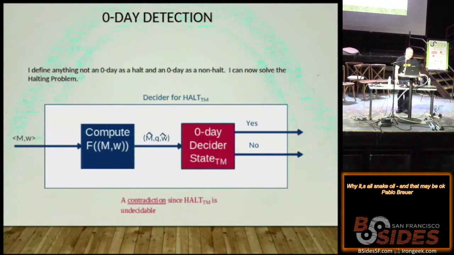Then let's redefine the halting problem this way. If it's a 0-day, we'll halt. And if it's not a 0-day, we won't halt. So we've solved the halting problem. But we can't solve the halting problem at all, ever. Mathematically provable, 100%. So if you can't solve the halting problem, and I can use your chip to solve my halting problem, you haven't solved your problem either. So there is no 0-day detection, and there won't be. Ever.